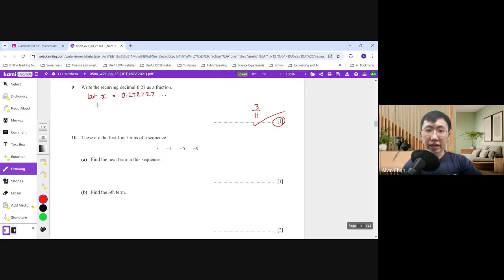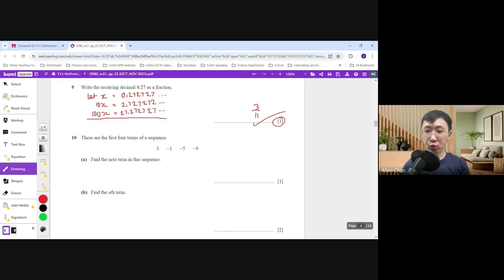Now, the technique says you're going to let 10x. So you take this number times 10, you will get 2.727272, so it's not a very good choice. Take 100 times x. So you take this value and multiply by 100. You will move 2 spots. So you will get 27.2727, okay, enough already.